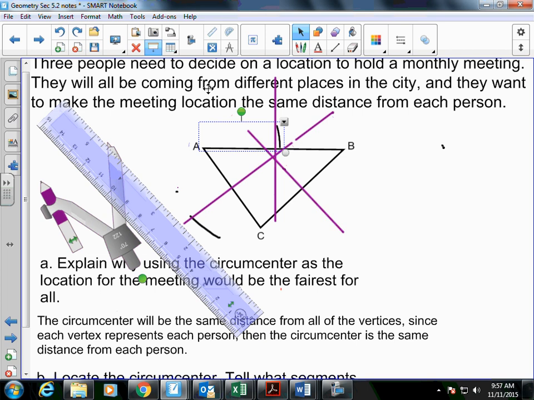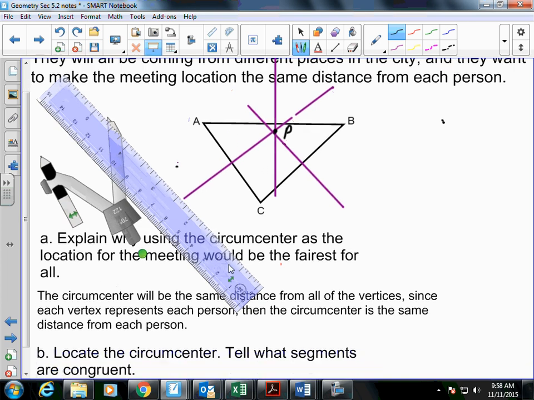And I'm going to go ahead and label this as point P. And so basically, if there was a restaurant or something in this area on the map, then that would be the best location for all three of those people to meet.